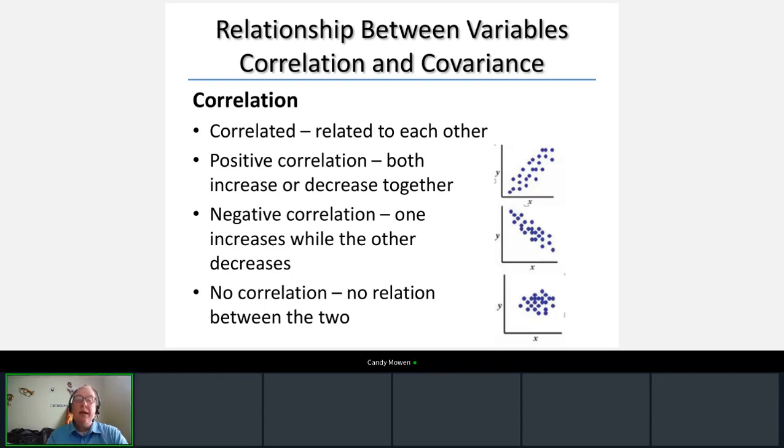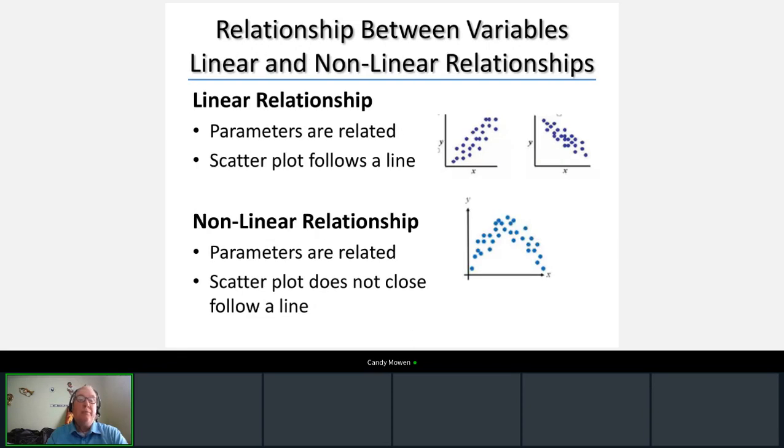Correlation is when they gather together. They're related to each other. Linear relationship: parameters are related, and the scatter plot follows a line. Non-linear relationship: parameters are related, but the scatter plot does not closely follow a line. Here you can see kind of a line. Here they're scattered. They look almost like a parabola.